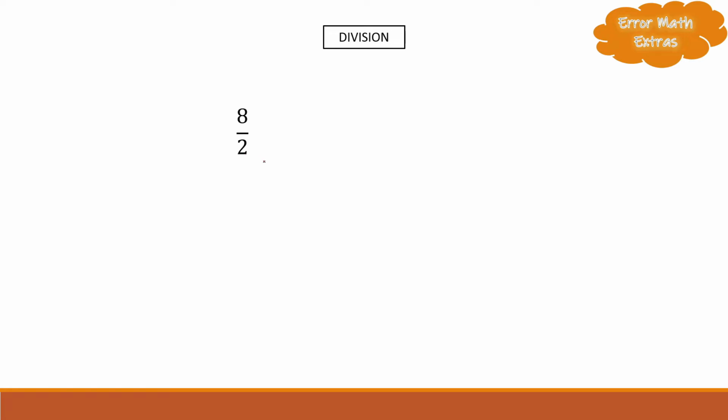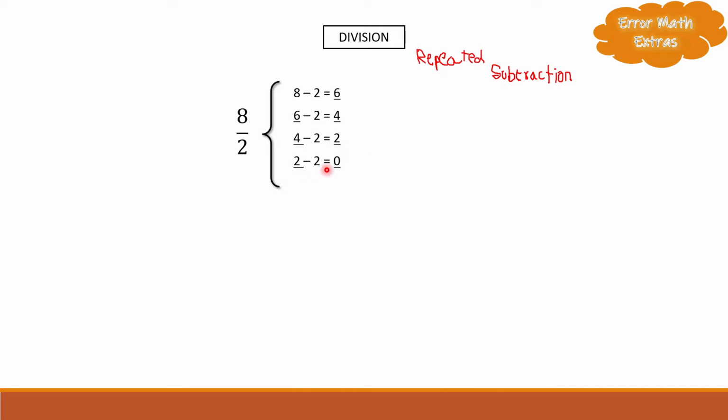Let us take 8 and divide it by 2. We know 8 divided by 2 is 4. And what is division? It is simply a repeated subtraction of the denominator from the numerator. Now in this case, it is 8 minus 2, which is 6. 6 minus 2 is 4. 4 minus 2 is 2. And 2 minus 2 is 0.